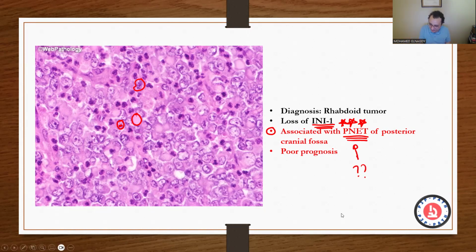PNET is something neuroendocrine tumor? I don't know. I don't know either. Secretary neuroendocrine. A primitive neuroepithelial tumor. That's PNET. It's one of the small blue cell tumors in pediatrics in the brain.